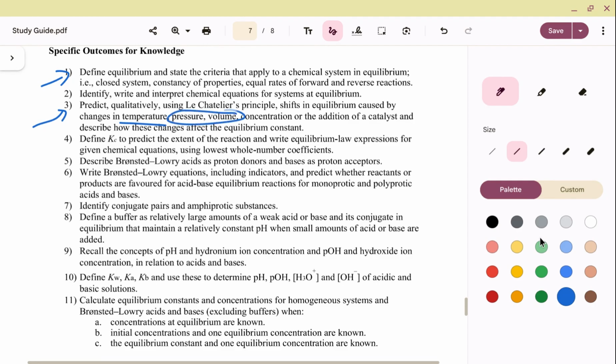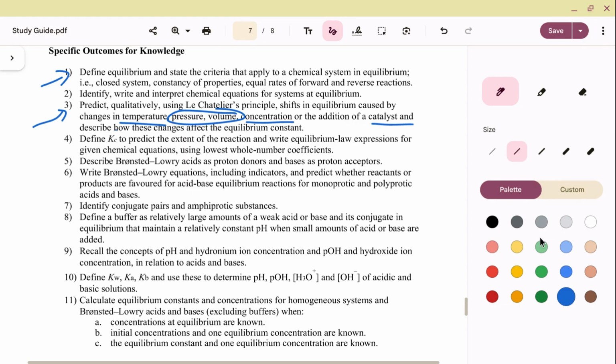Pressure and volume will only affect gases, and there has to be a different amount of moles on each side, and we can go from there. Concentration, for sure, we can just add or take out. And then lastly, catalysts do not affect anything. You just get to equilibrium faster, but there is no other change.